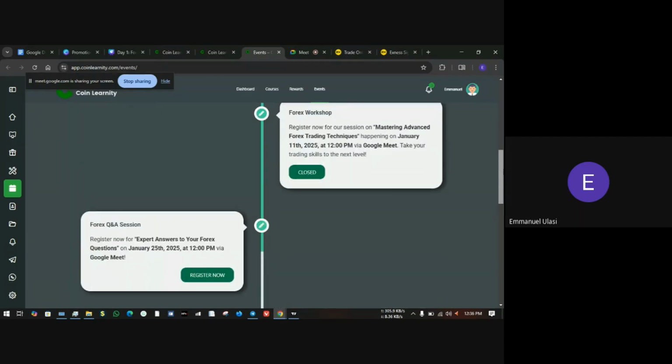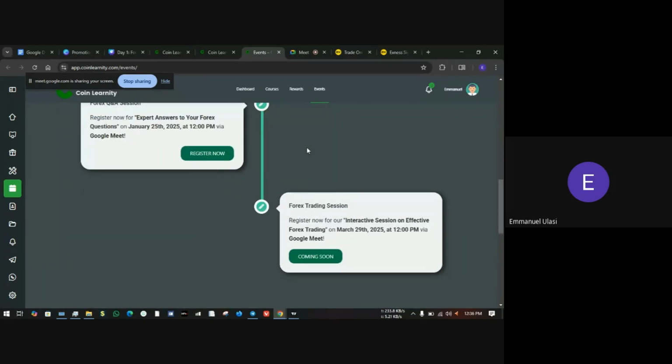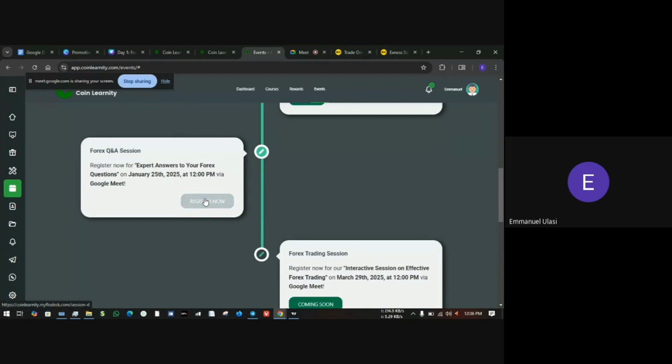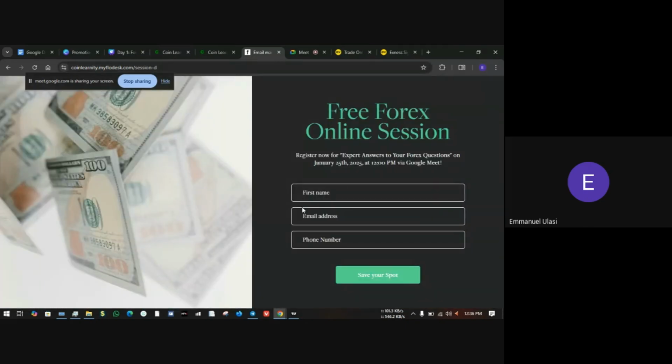To sign up for any of the upcoming webinars, you need to click on this Register Now button, and that should take you to a page where you need to input your first name, your email address, and your phone number. Please, when inputting your phone number, remember to input your current WhatsApp number, because we are going to use these numbers to contact you before the start of the session, to remind you to attend the session. So I think that will be all for this webinar.